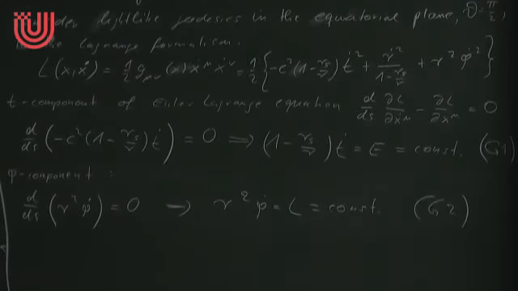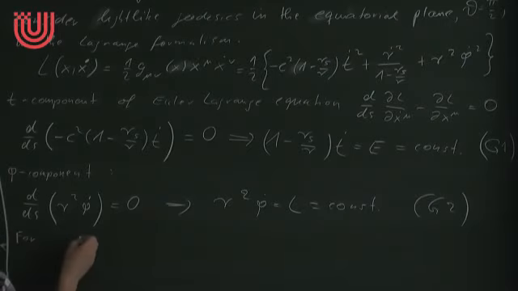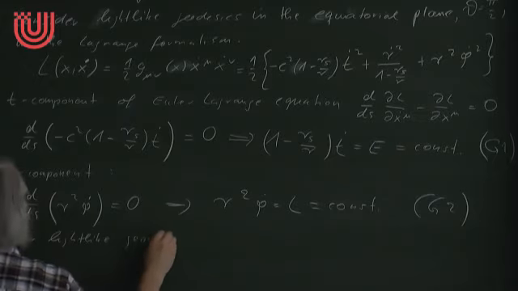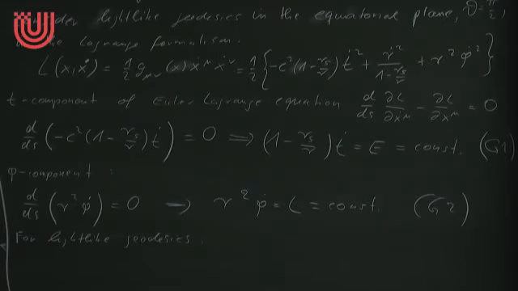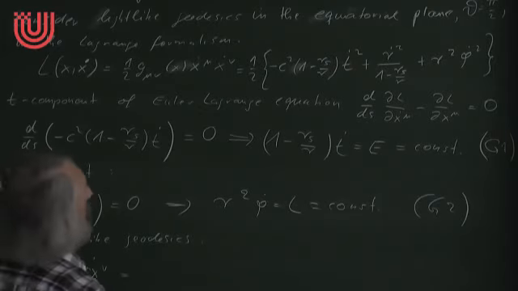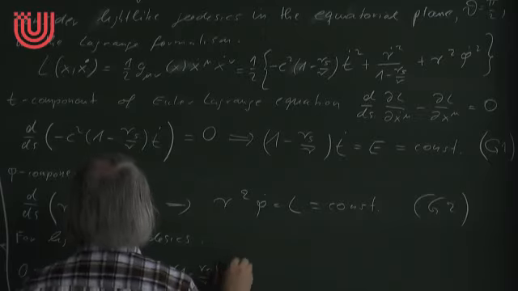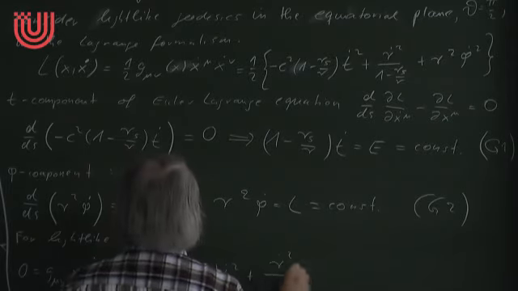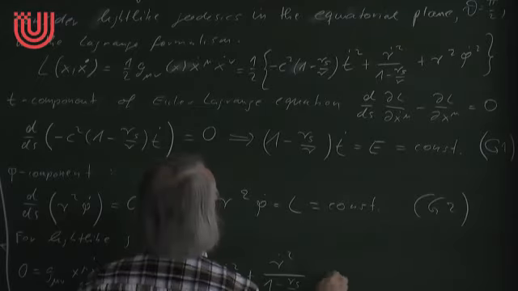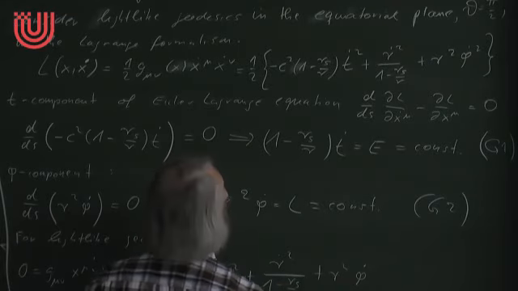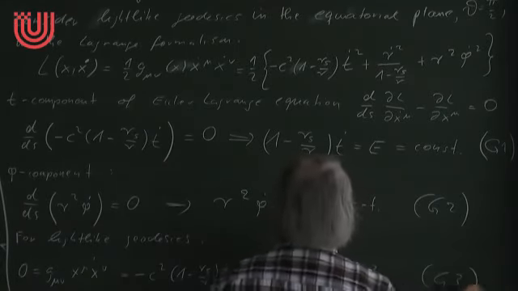So for photons, for light-like geodesics, I must have as my third equation that this is 0. So this gives me this expression here. So I have minus c squared (1 minus rs over r) t dot squared plus r dot squared over (1 minus rs over r) plus r squared phi dot squared. And that's my equation, G3.